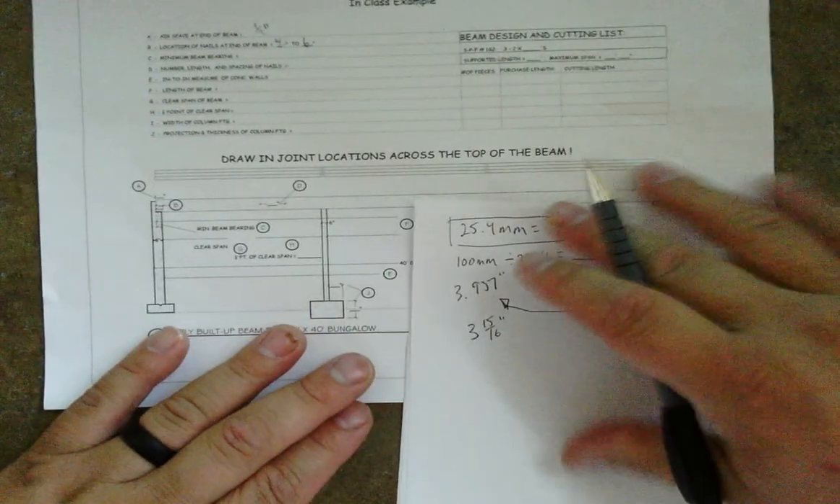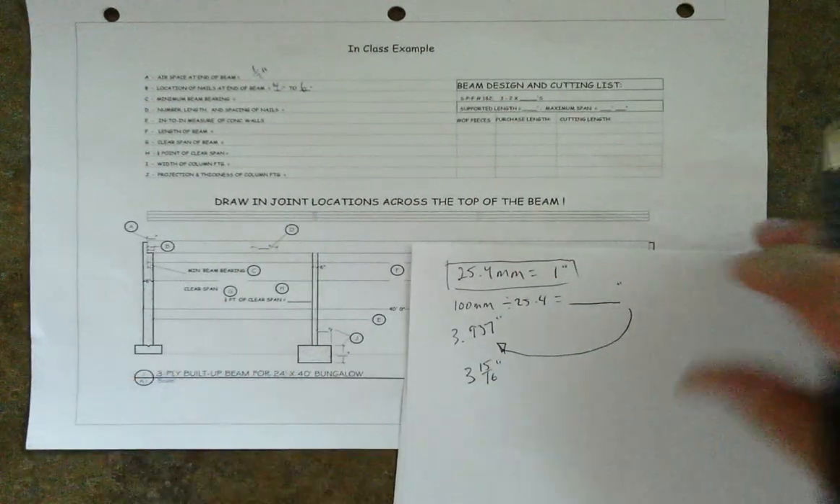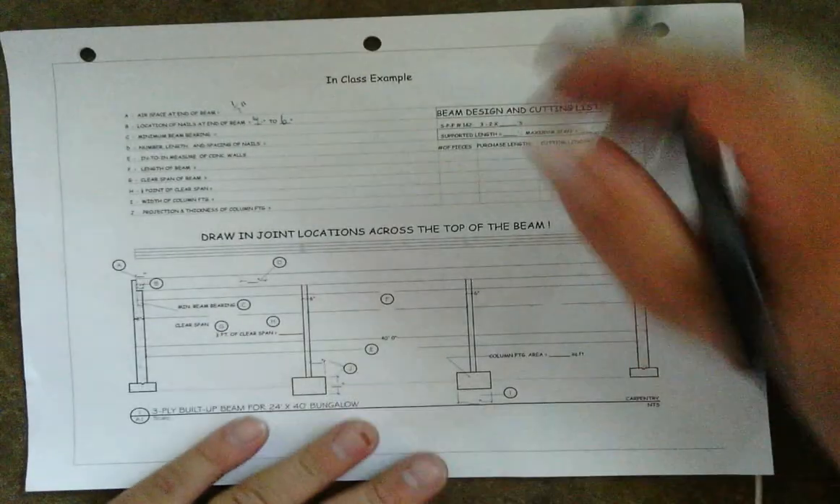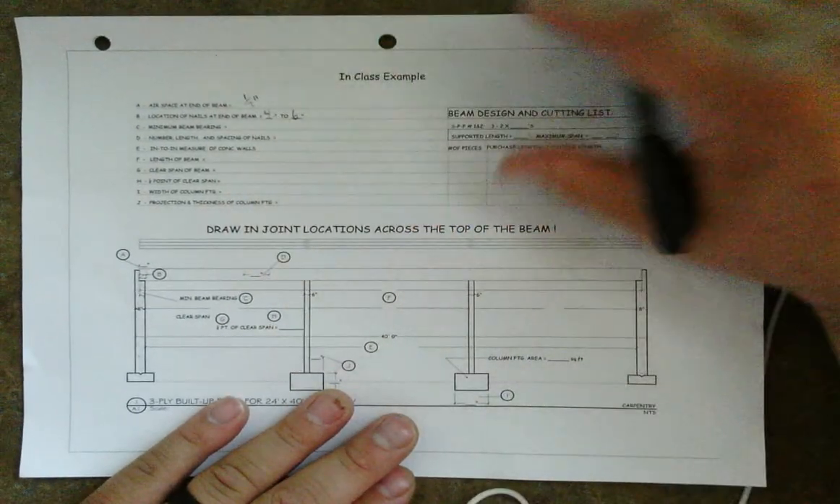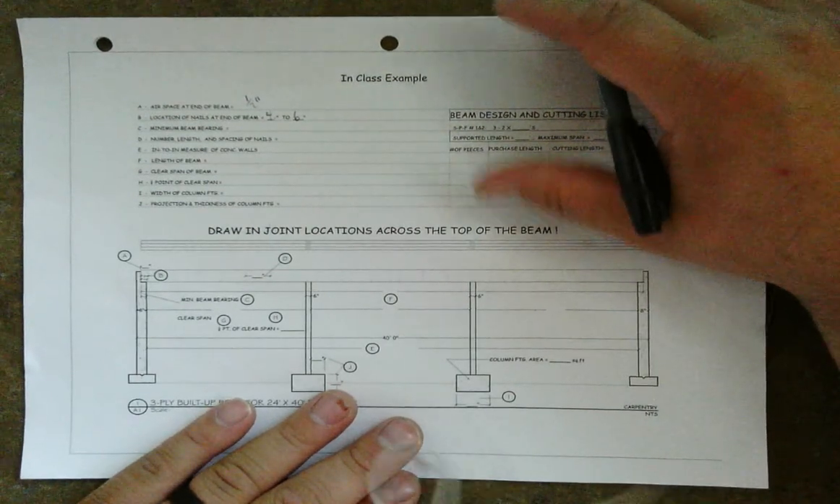So there's a range there. We can have that first set of nails in that range. Put that off to the side there. So 4 to 6 inches is what I'm looking for there.